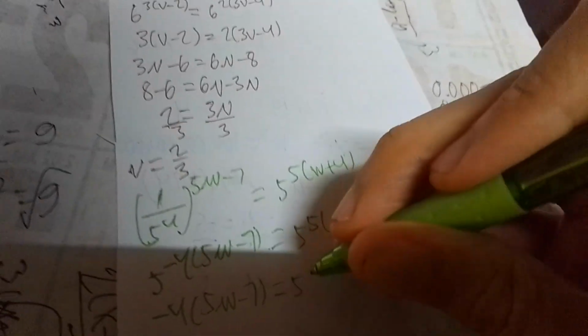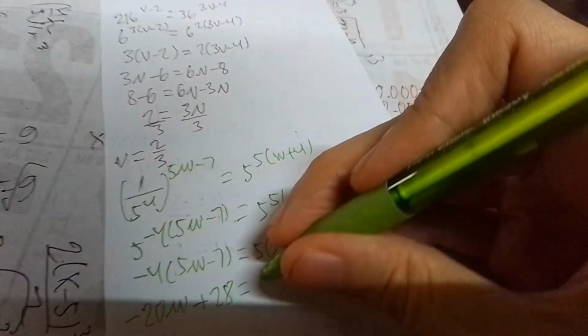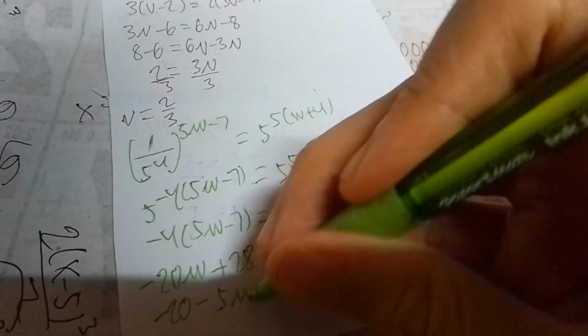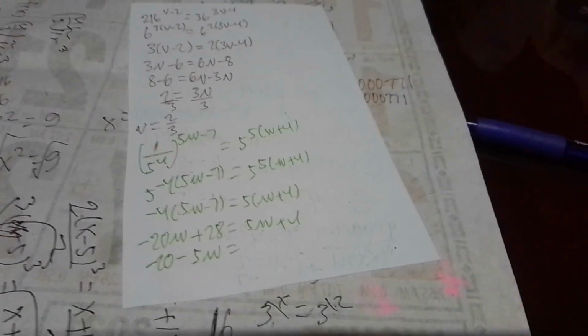Now we do the math. Divide bases. So now we just apply the math as follows. So it will go like this. We distribute negative 4 and 5, we get 20w, and that becomes positive 28. On the other hand, 5 times w is equivalent to 5w plus 4. Now we need to subtract 5w on both sides. So 20w minus 5w. And then on the other side, we bring positive 28 to the other side, minus 28 plus 4. So therefore, that becomes negative 25w is equivalent to negative 24.